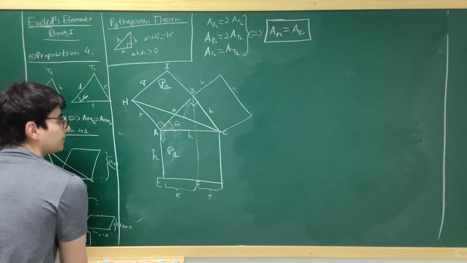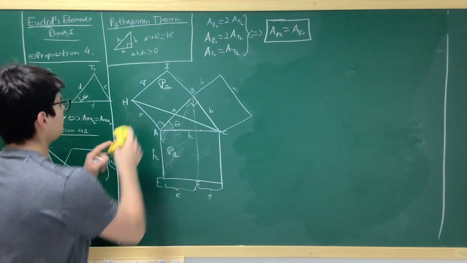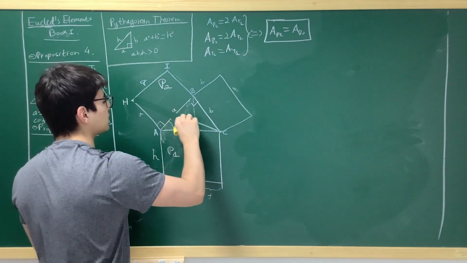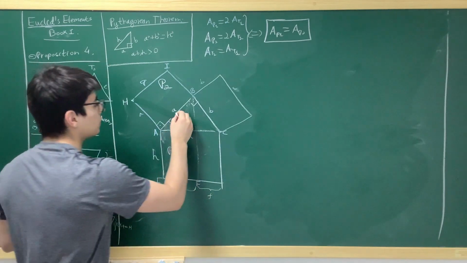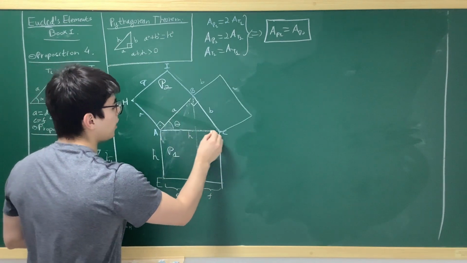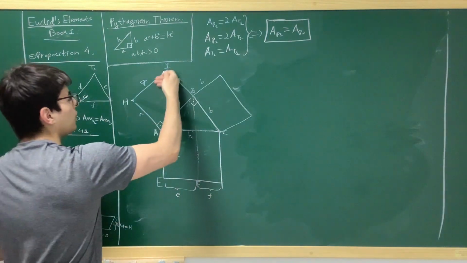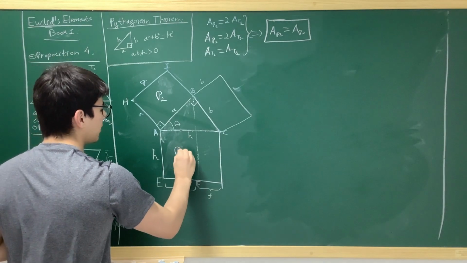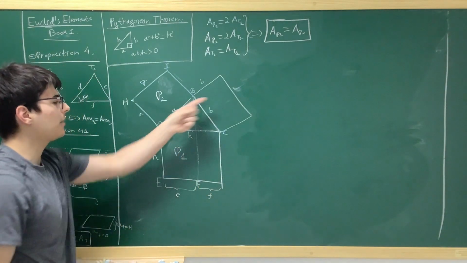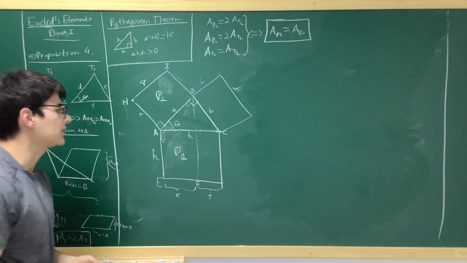And well, let me just erase this, and yes. So how do we actually keep going? Because we know that P2 and P1 have the same area, but what about B and this one? So how do we do it? How do we work this around?